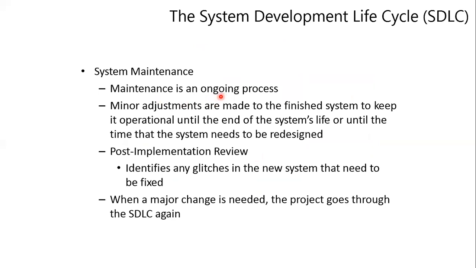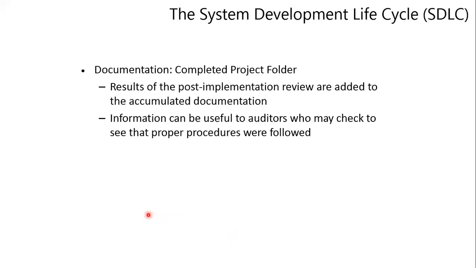Maintenance is an ongoing process. Minor adjustments are made to the finished system to keep it operational until the end of the system's life or until the system needs to be redesigned. Post implementation review identifies any glitches in the new system that need to be fixed. When a major change is needed, the project goes through the SDLC, the system development life cycle, again. What is the problem, where is the problem, and what type of programs we have to implement again. Then again the design, development, and testing phases. So we have to go again through the same SDLC life cycle.